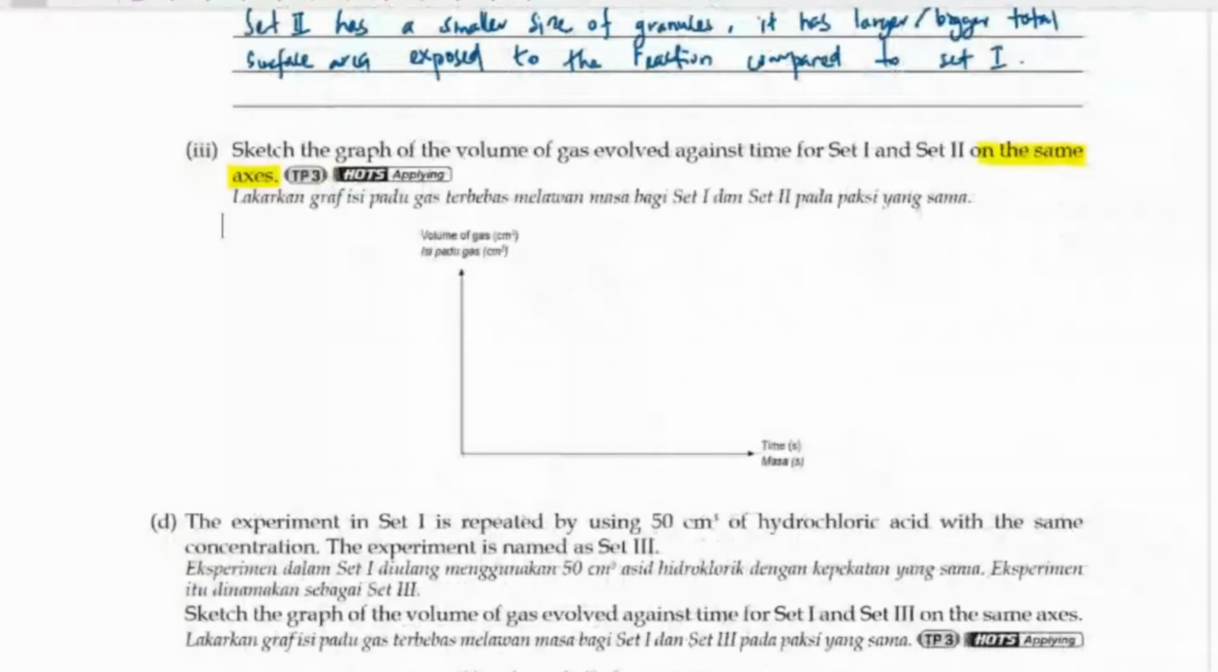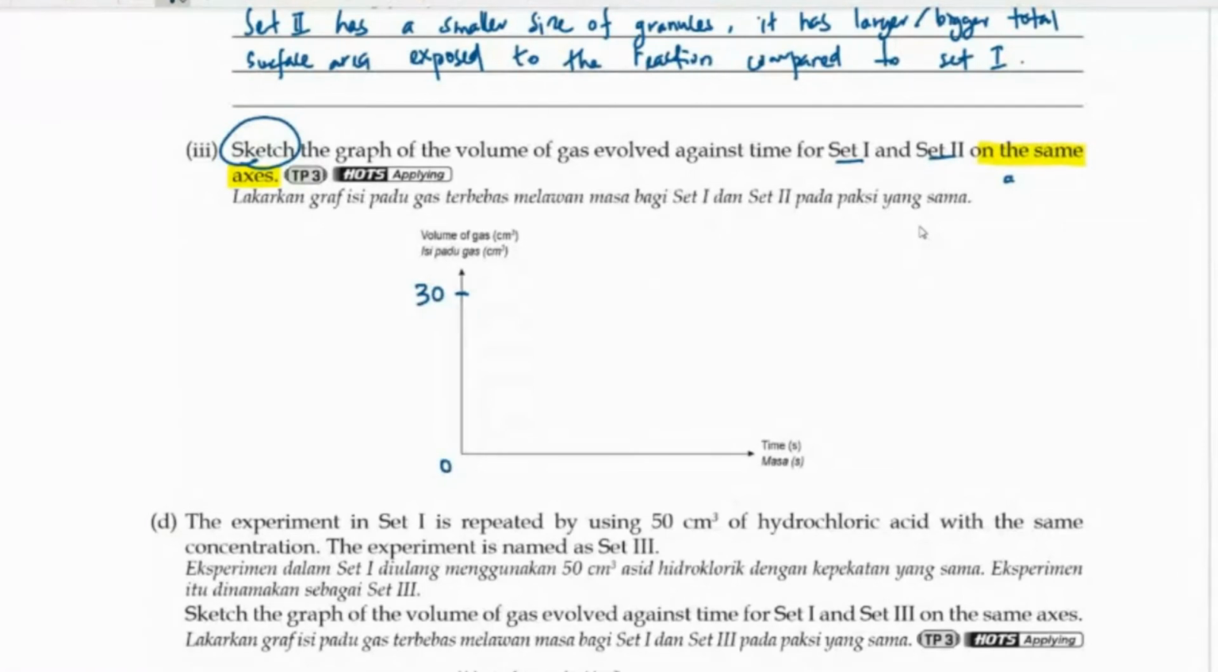Now, class, sketch a graph on the same axis, meaning that you draw inside one graph only. Don't draw two. So sketch the volume of gas evolved. Just now we have calculated already. What is the total volume of gas collected in set 1 and set 2? 30, right? For a sketch we need not follow the scale exactly. So here put 30, here put 0.